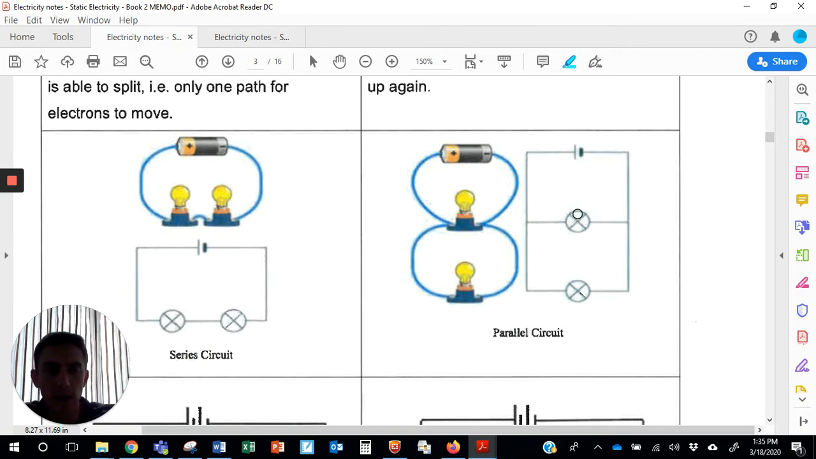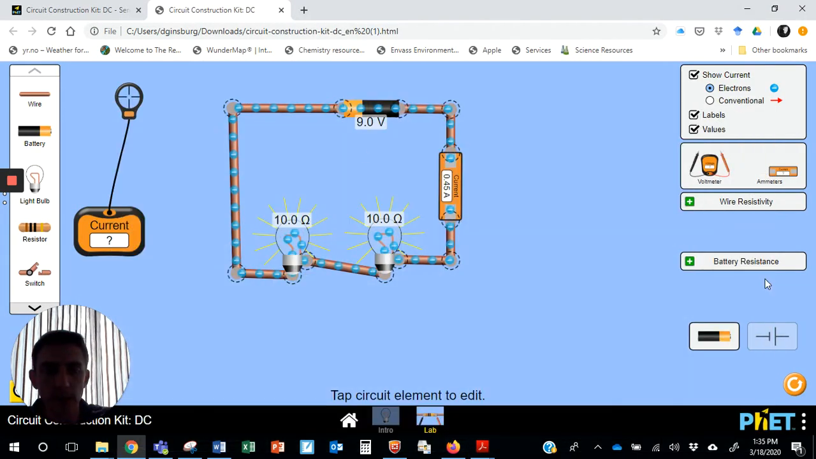If these two light bulbs are equal, meaning they've got the same resistance, then half will go through the top bulb and half will go through the bottom bulb. If they're not equal, there is a formula to calculate how much current will go through each one, and we're going to look at that in a later lesson. So let's draw this circuit, let's do the circuit online on the PhET simulator.